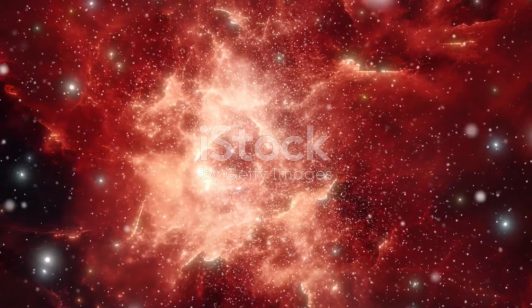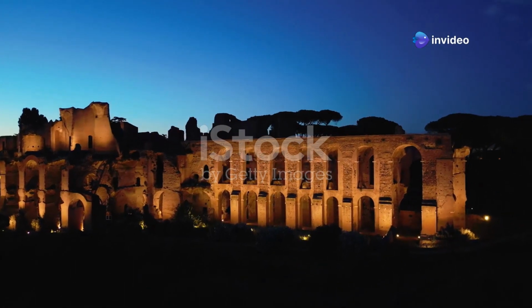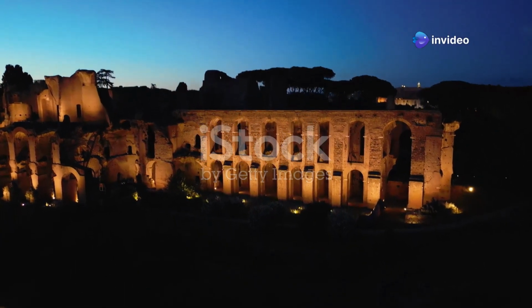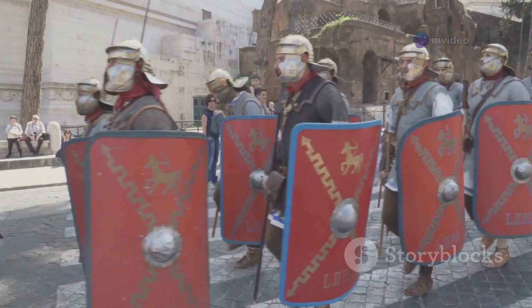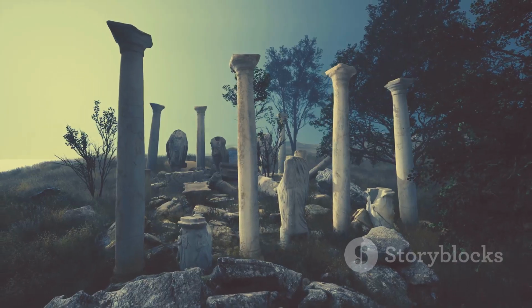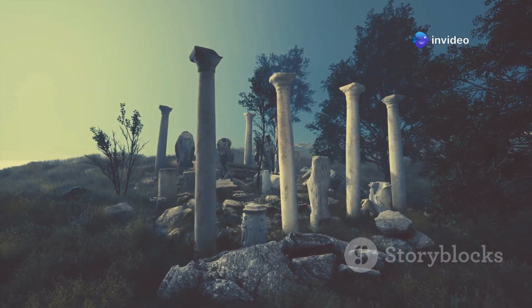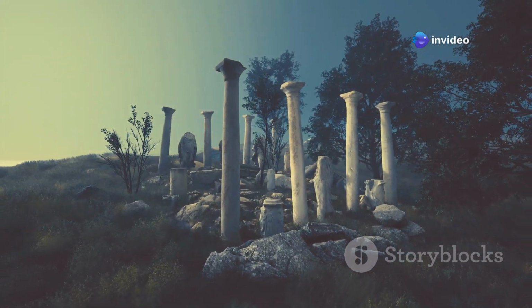Section 8. A Universe of Empires. We have journeyed across time and space to witness the rise and fall of a mighty empire. The Roman Empire, like all empires before and after it, was born, it flourished, and it eventually met its demise. The story of Rome is a microcosm of the human story itself, a tale of ambition, power, and the fleeting nature of even the grandest of civilizations.